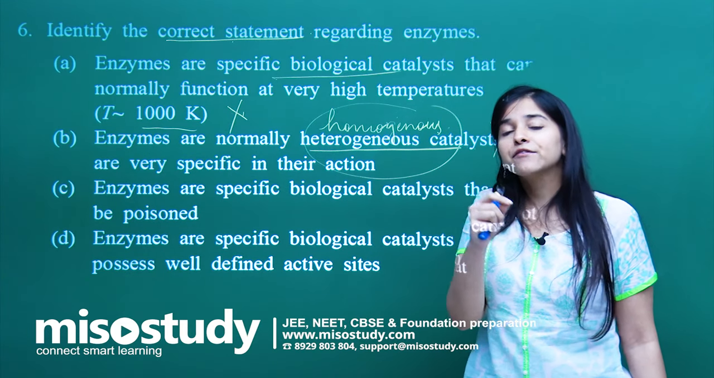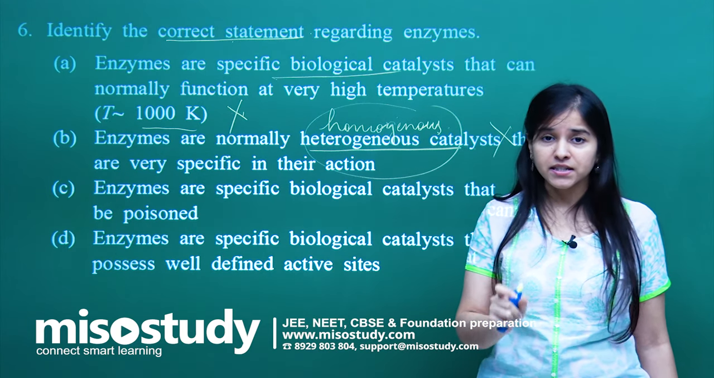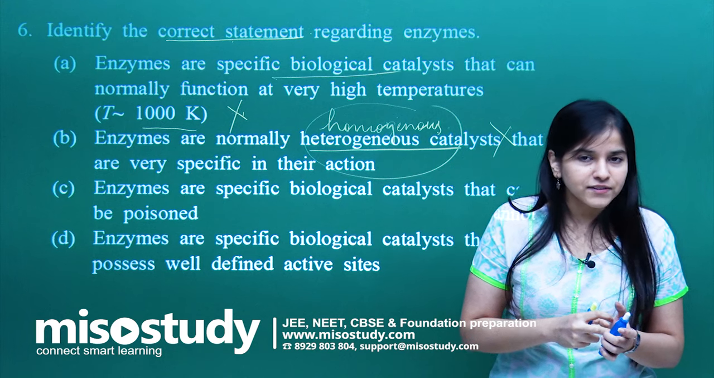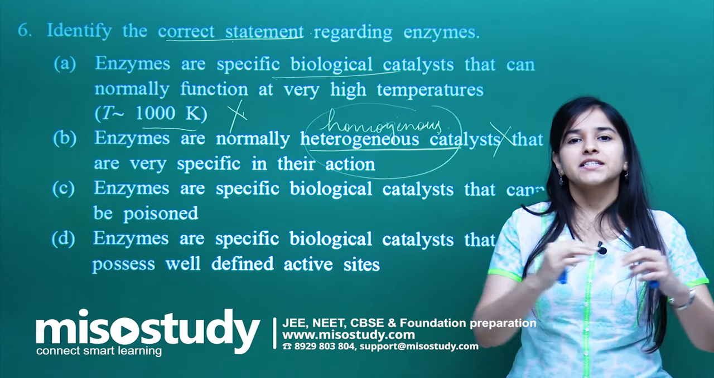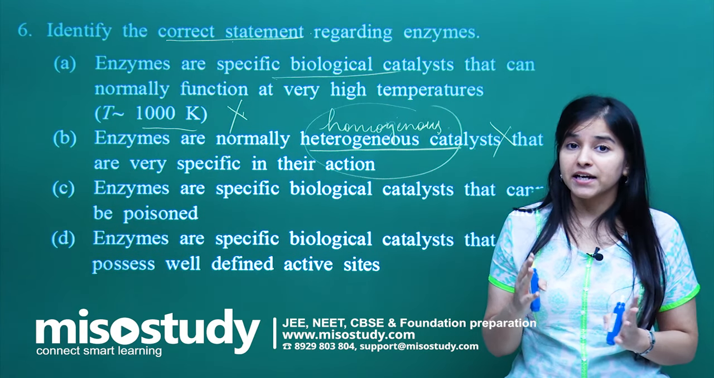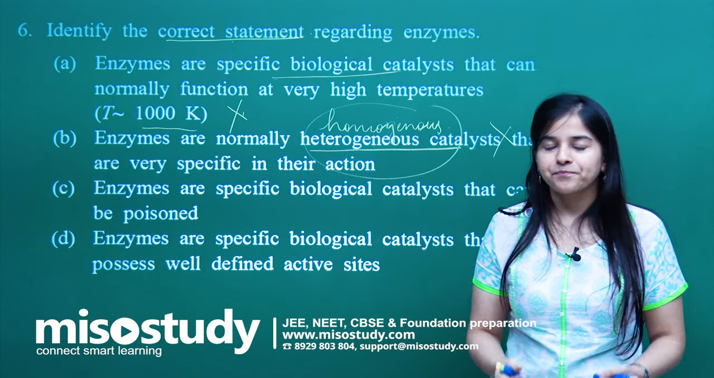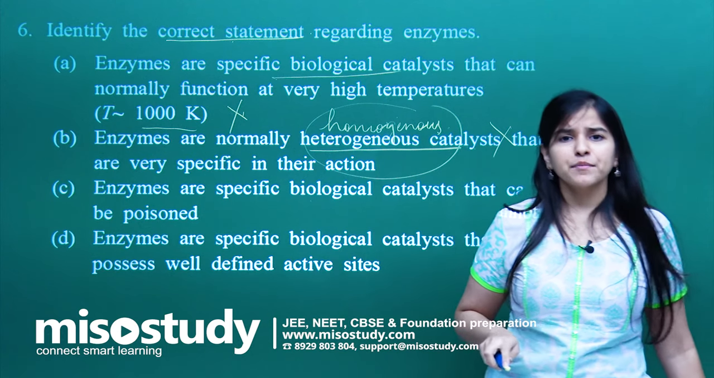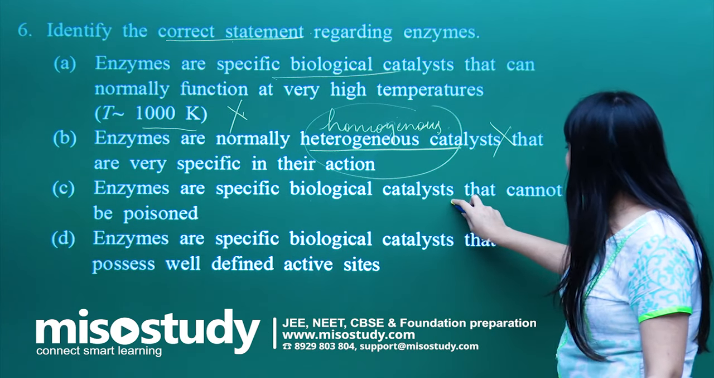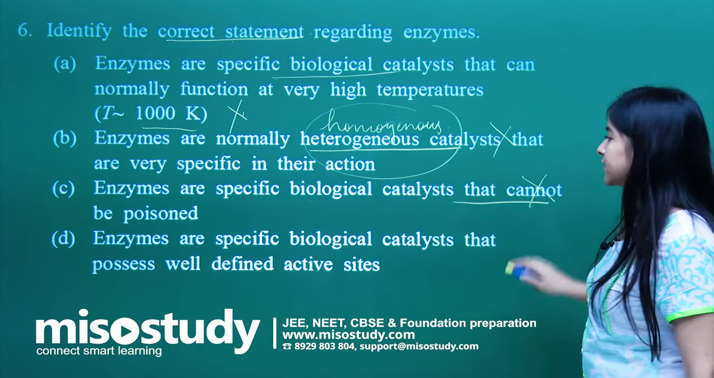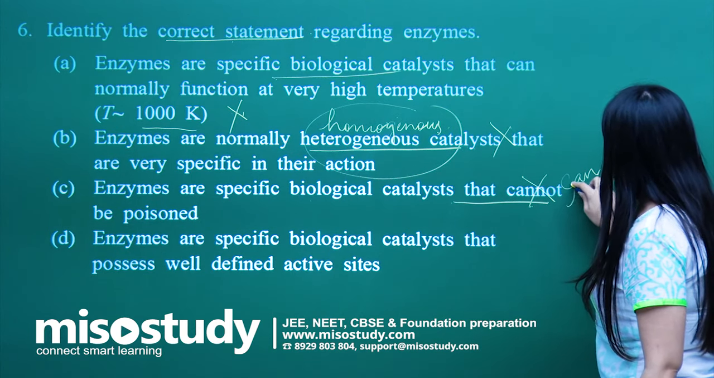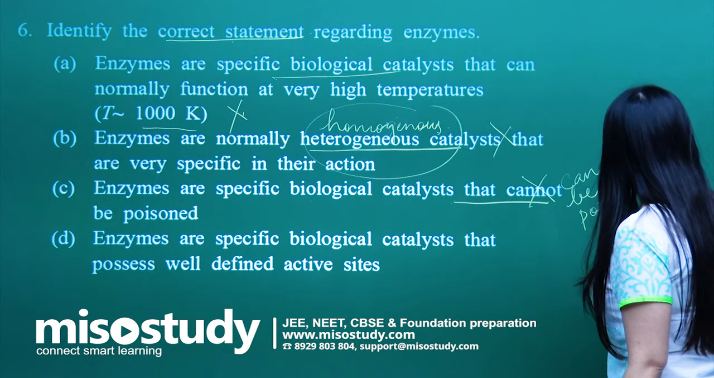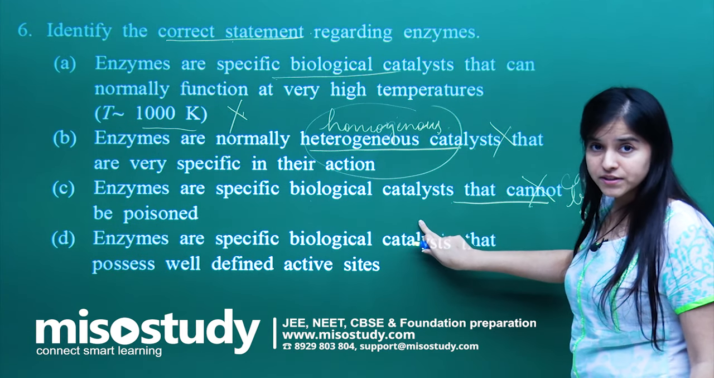So remember having allosteric sites. Whenever a drug attacks the allosteric site of the enzyme, it modifies the shape of the active site. And what will happen? The activity of that enzyme is modified. So they can definitely be poisoned. That means this statement is incorrect. I hope everybody has got this point.